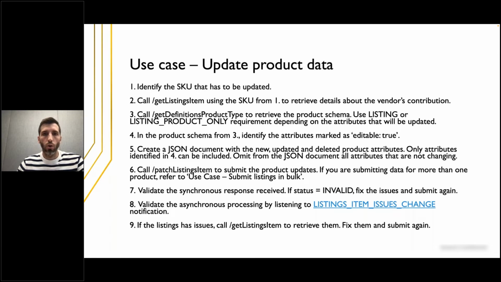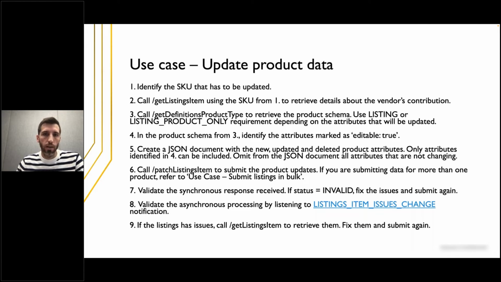Again, you need to make sure that only the attributes that are editable true are included, because otherwise you will get a failure. An attribute that you cannot edit is typically, for example, the brand. You cannot change the brand for your submission. That's an attribute that is defined at the beginning and you cannot change. If you include it in your submission, then it will result in an error, right?